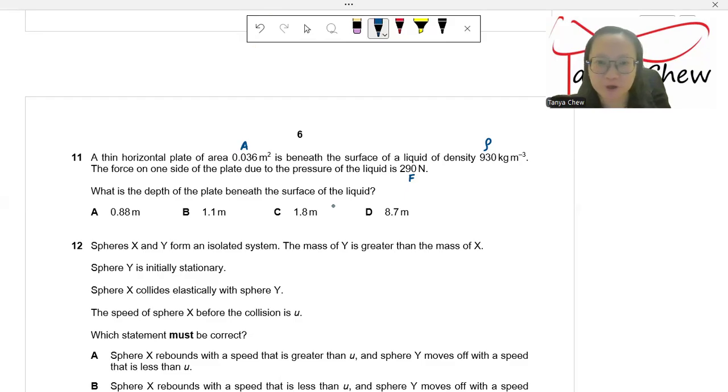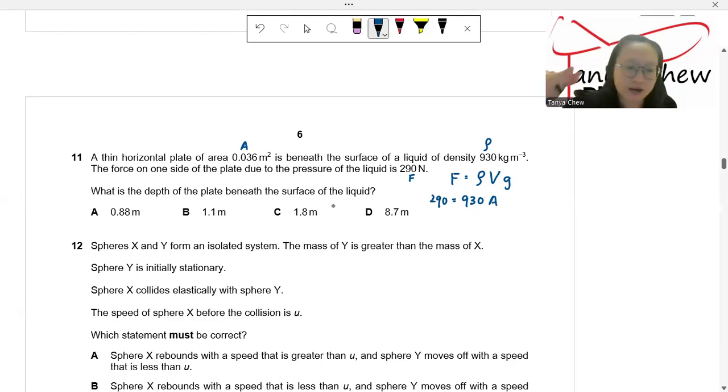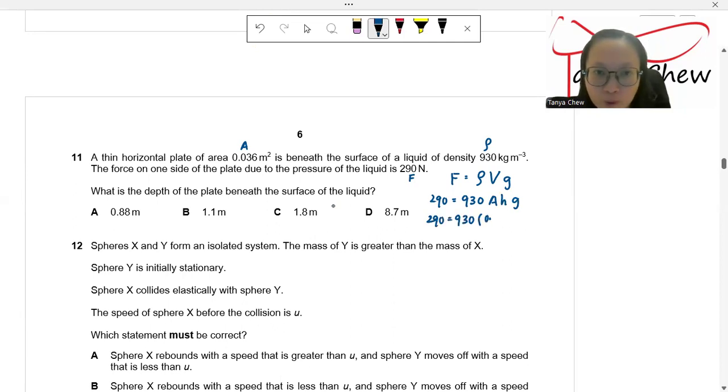So if you remember the equation of the upthrust force, F is equal to rho V g. I'm going to use that. F is 290, rho 930, V is the area times the depth, right? So times the depth of the liquid. So I will just put h here and g. So 290 is equal to 930 times the area, 0.036, times h times 9.81.